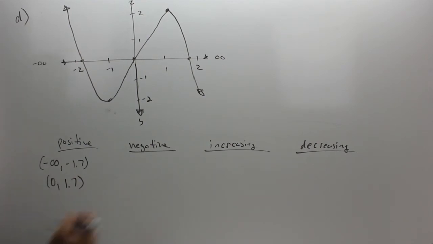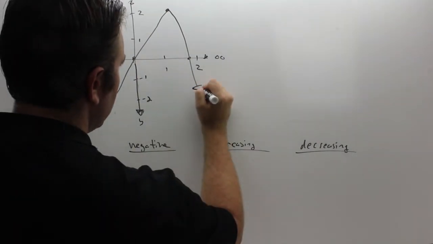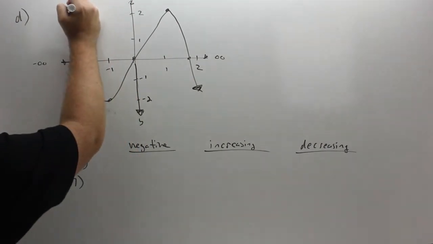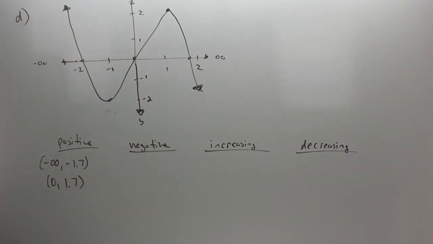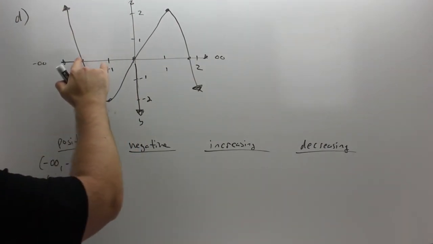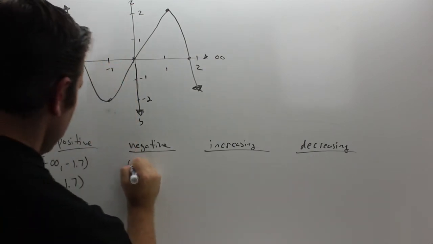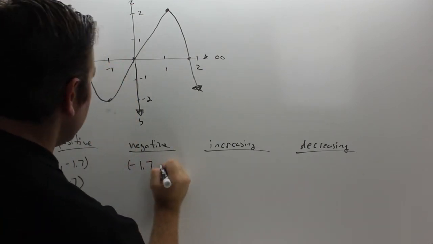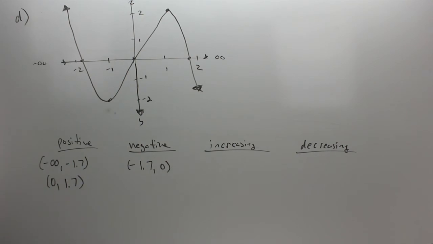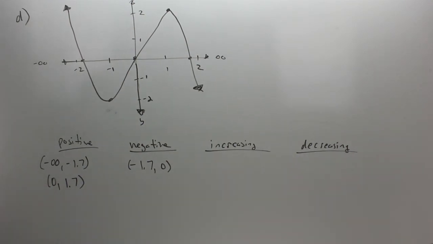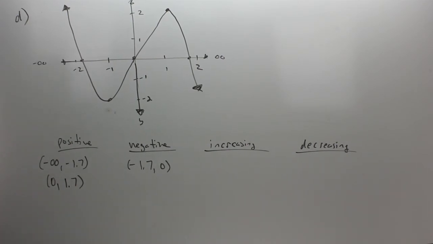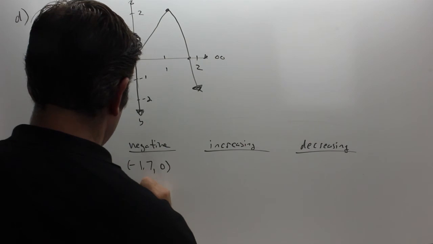Next we're looking for when it's negative. So in other words, when is it below the x-axis? Just want to fix my arrows. So it's below the x-axis from what appears to be about -1.7 to 0. I'm not sure exactly what the solution says in the book. It should be something like 1.7-ish. It's also negative from about 1.7 to infinity.